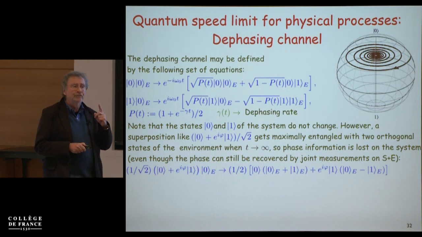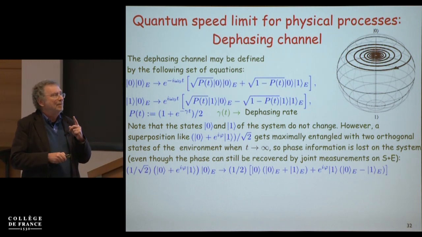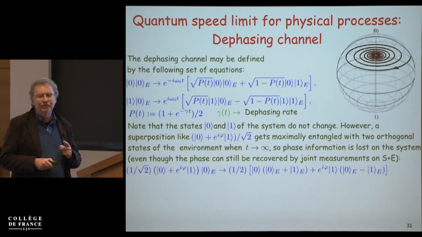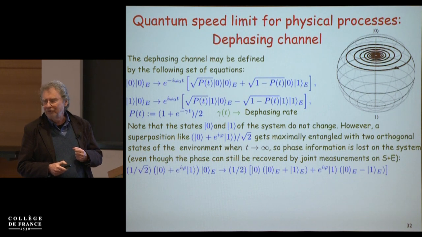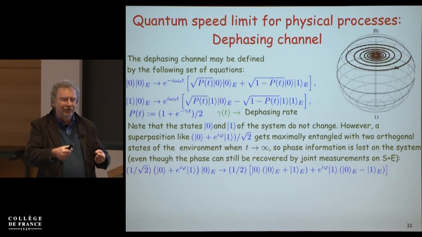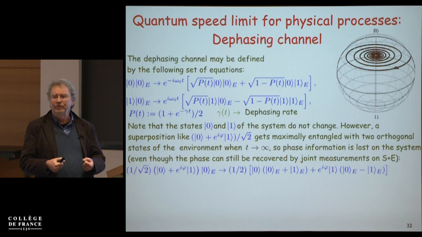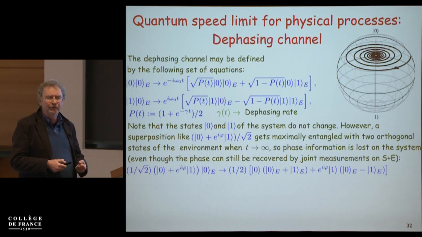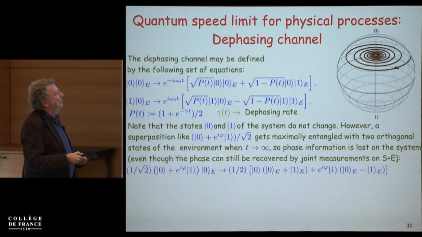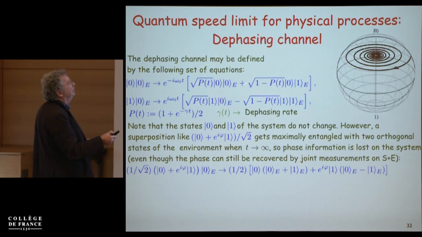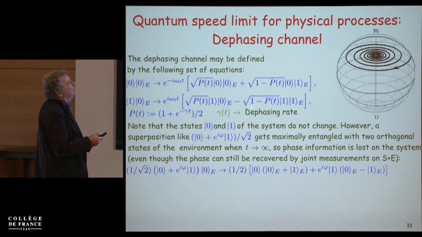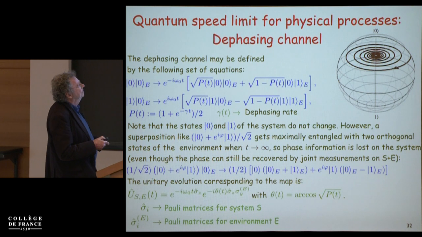And that should be a sign for us that maybe this purification that we have here is not the best one, because after all, measurements on system plus environment do give us more information than measurements on the system alone. So this is a possible purification, but we can do better than that.